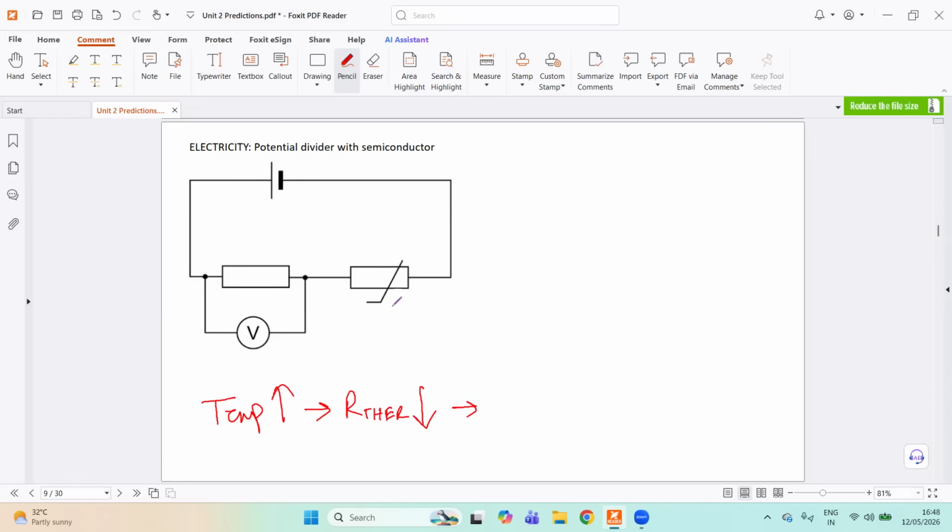If the resistance of the thermistor decreases, the PD across the thermistor must also decrease. But the total PD must remain constant. To keep the total PD constant, if the PD across the thermistor decreases, the PD across the resistor should increase, so the voltmeter reading should increase. And I showed you with a thermistor, but there can be a variant of this question, and they can ask you about an LDR. Instead of temperature, they can ask you about light intensity. The core principle and the concept remains exactly the same.